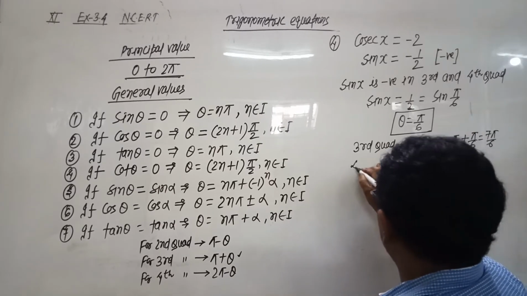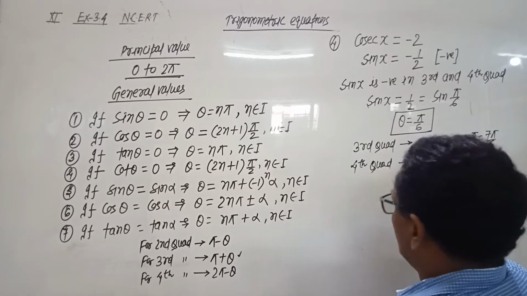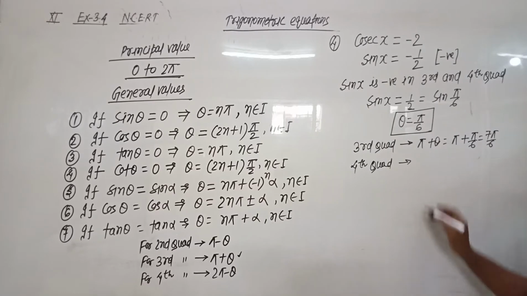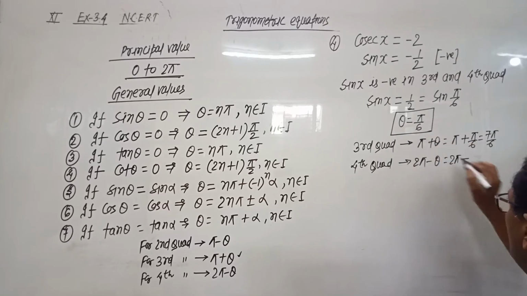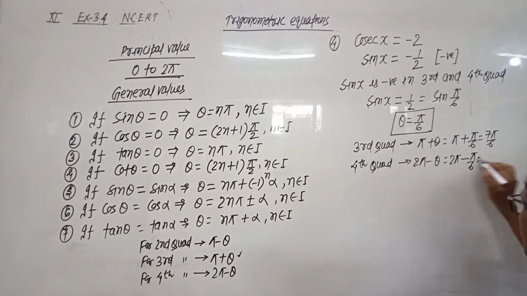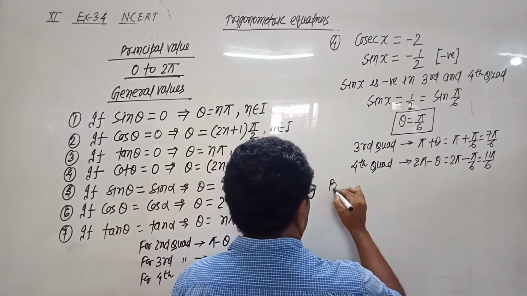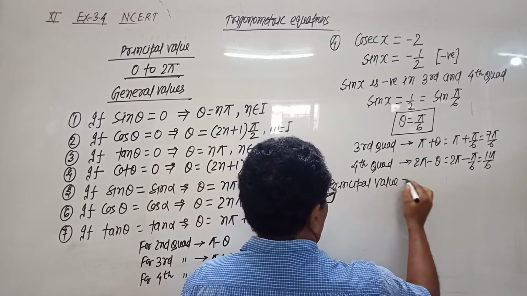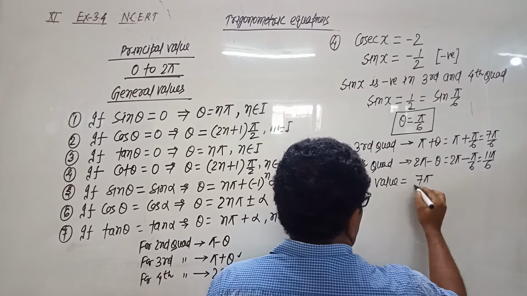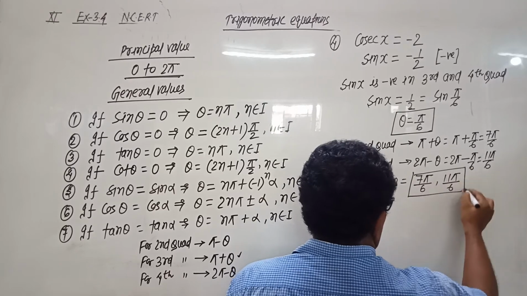And for the 4th quadrant, the formula used is 2 pi minus theta. So 2 pi minus pi by 6, that is 12 pi minus pi, we get 11 pi by 6. So these are the two principal values: 7 pi by 6 and 11 pi by 6.